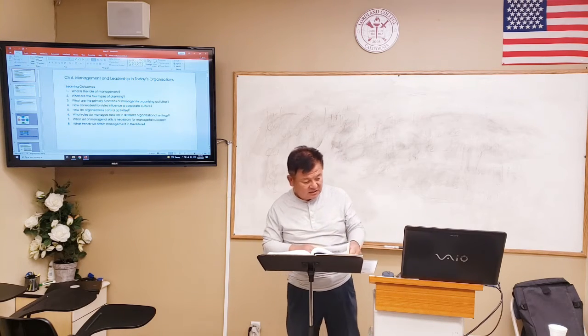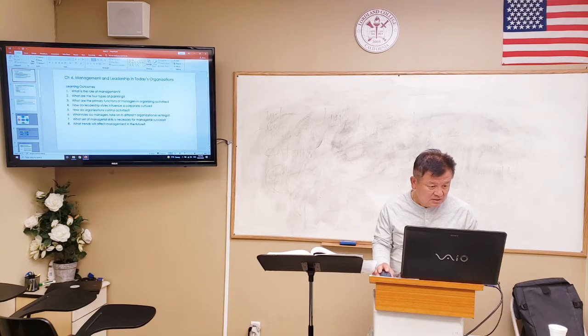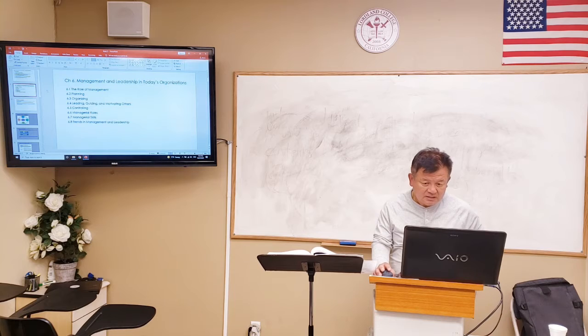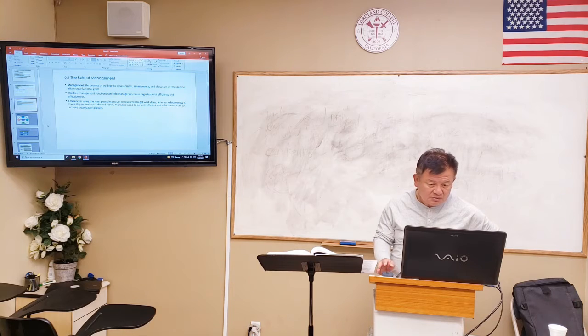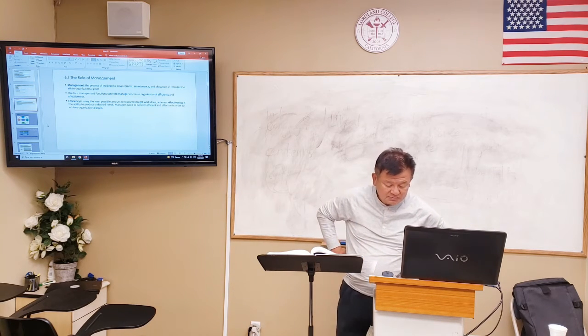Okay, let's move to the next screen. Chapter 6 consists of 8 sections. First, the role of management, planning, organizing, leading, guiding, and motivating others. And 6.5 is control. 6.6 is managerial roles. 6.7 is managerial skills. 6.8 is trends in management and leadership. This chapter consists of 8 sections. We will study them one by one. 6.1 is the role of management.